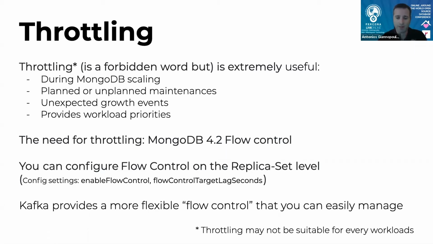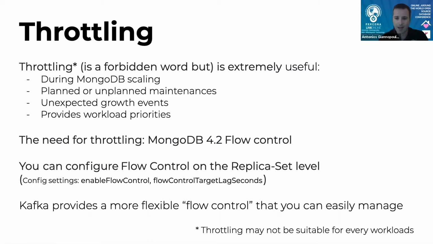I mean, it's way better to be able sometimes to serve a steady rate rather than getting downtime or unavailability or slowness for everything. The need for throttling is there. I mean, MongoDB in 4.2 implemented something that they call flow control, which is pretty much throttling because it throttles the primaries in order not to let the secondaries stay behind. And it's configurable. You can set it on and off, and you can set the number of seconds that you want to allow the lag.